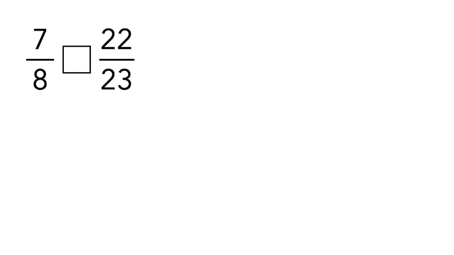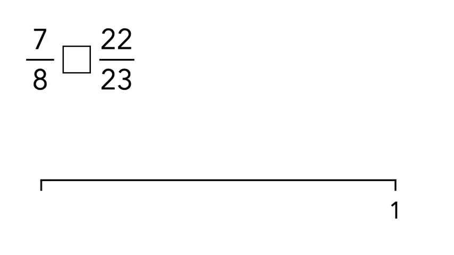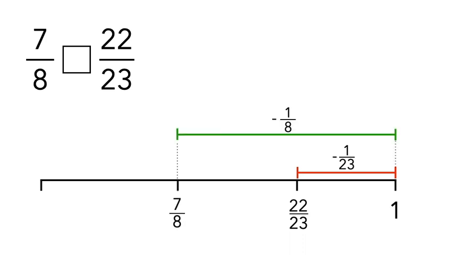So all we have to do is compare these differences and we can figure out which of the two fractions is larger. If I look at my number line, from 1, if I take away a 23rd, I get to 22 over 23. If I take away an eighth, I get to 7/8. And we know that 1/8 must be larger than 1/23. Therefore, 7/8 is the smaller of the two fractions. It's further below, further away from 1. So, to complete the question, 7/8 is less than 22/23.